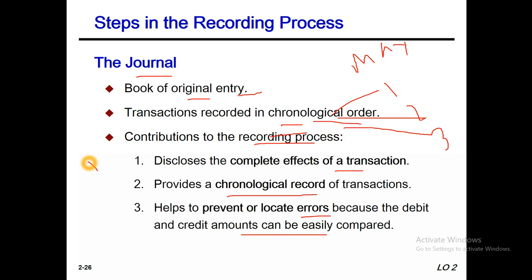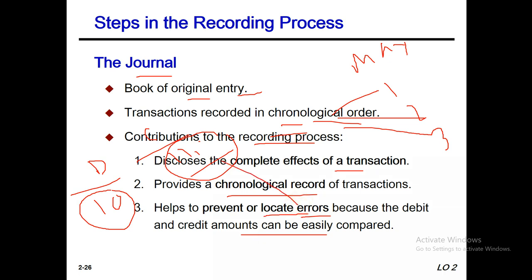That means suppose this is our debit side, total amount 10,000, and this is our credit side, total amount 11,000. Suppose this 10,000 is our confirmed balance. So when we get 11,000, I think this is the wrong balance. That means we can easily locate or prevent this error, because debit and credit amounts can be easily compared. Total debit will be equal to total credit. So here we couldn't get the equal total balance, so we can easily prevent or locate our errors.